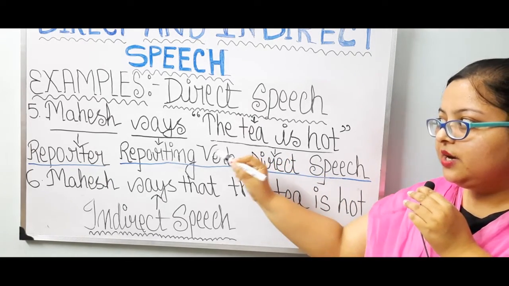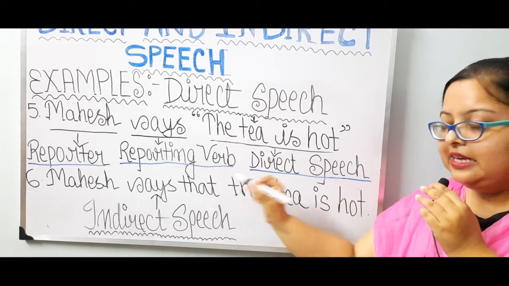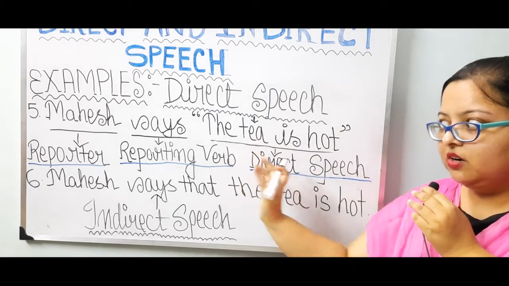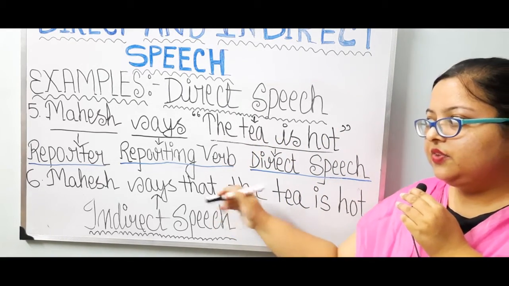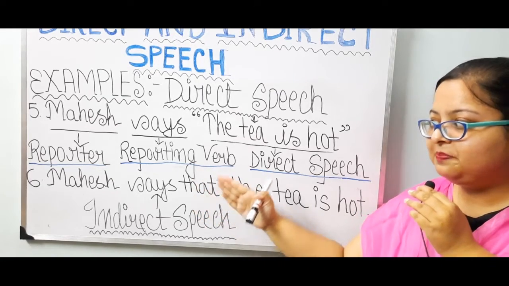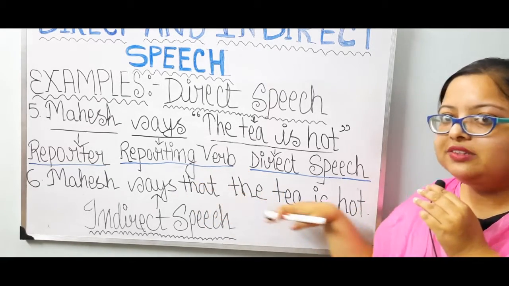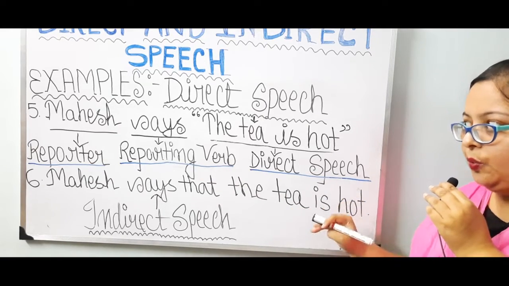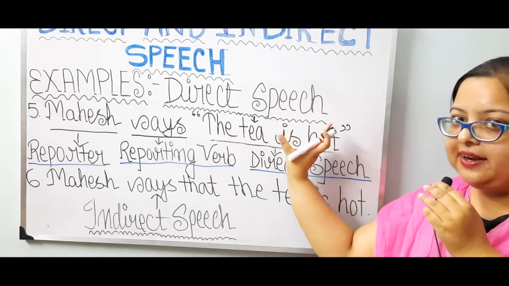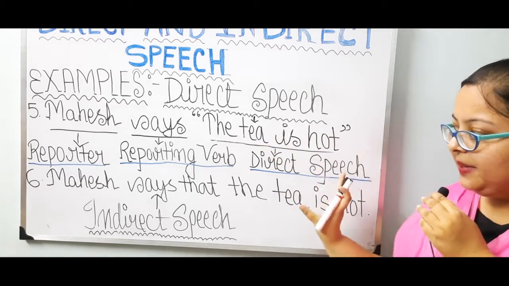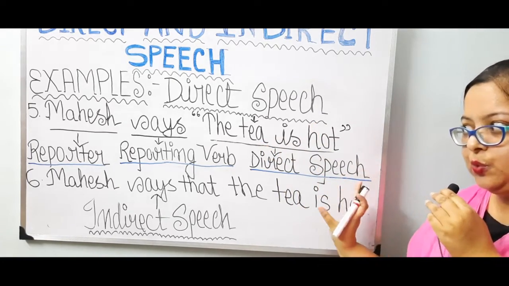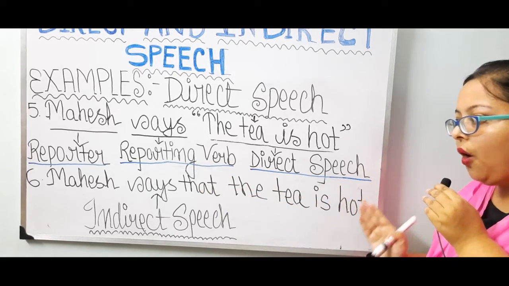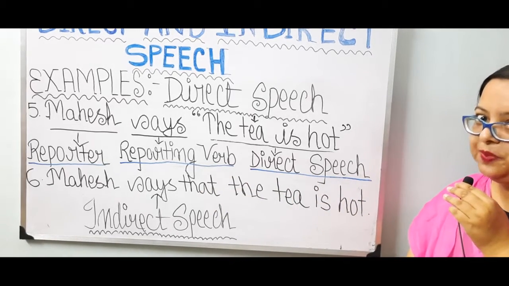All of you know that we have to change the speech according to the reporting verb. Since here the reporting verb is in present tense, the whole sentence will be in the present tense too. So, Mahesh says that the tea is hot. This is indirect speech.